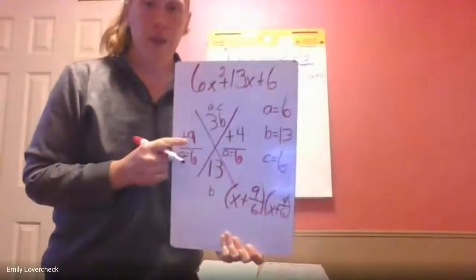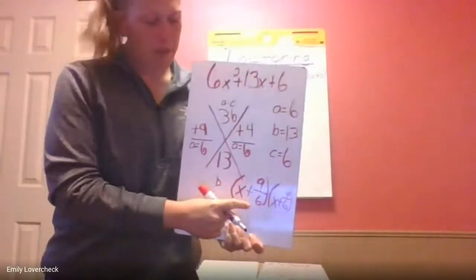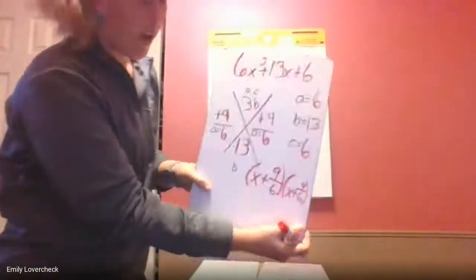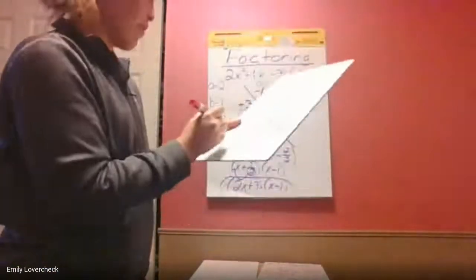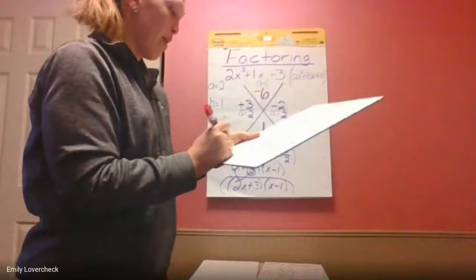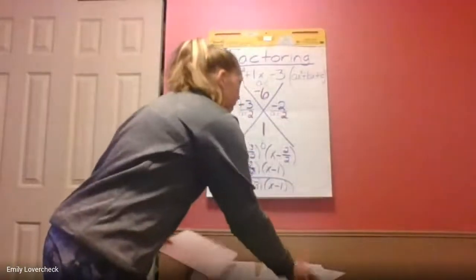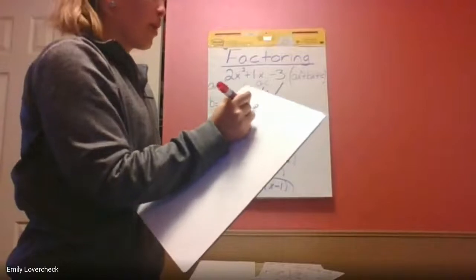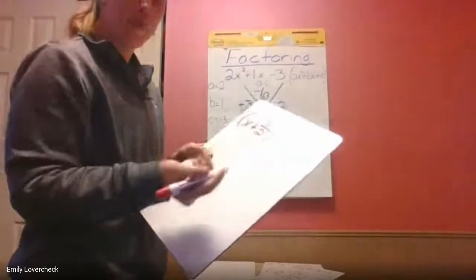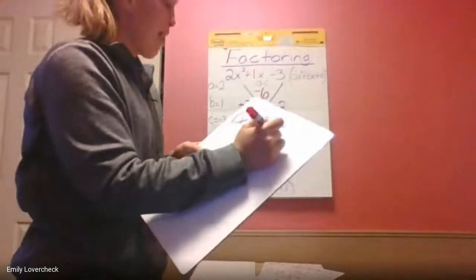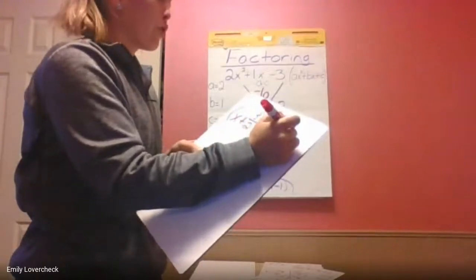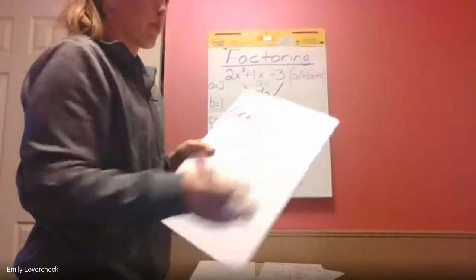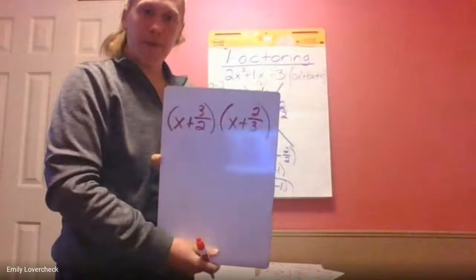So I just take those fractions, and I put them down here in the binomials, and then I simplify those down. So when I simplify those down, I end up with x plus 3 over 2, because 3 goes into 9 and 3 goes into 6, and x plus 2 over 3. So I end up with those when I simplify them down.